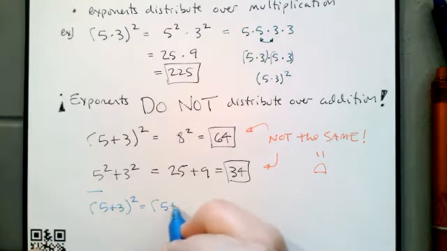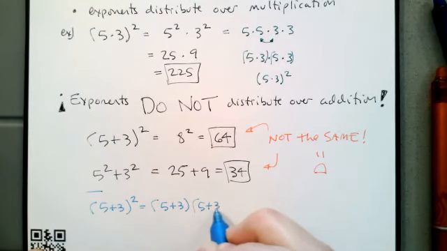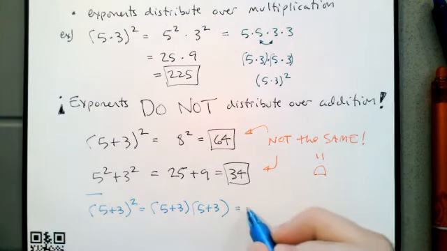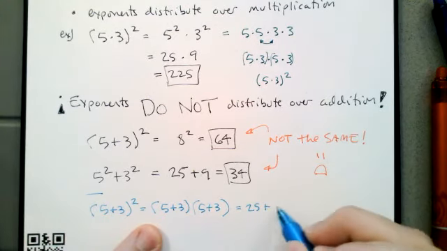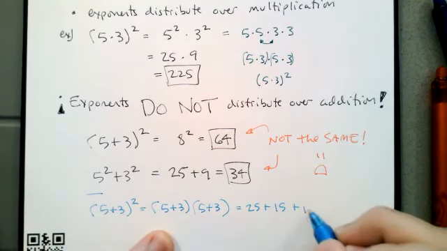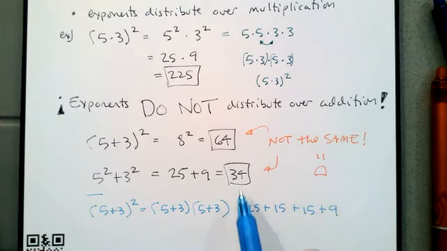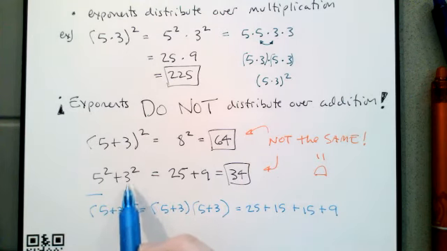What this means is I need to take a 5 plus 3 and another 5 plus 3. If I take my exponent problem and write it as a multiplication problem, now I get to use the distributive property of multiplication over addition. And so I'm going to have a 25 plus a 3 times 5 is 15, plus 3 times 5 is another 15, plus a 3 times 3 is a 9. So here's the two 15s that are missing from the 5 squared plus 3 squared. You're missing a 5 times 3 and another 5 times 3. And that's the difference between the 64 and the 34. Exponents do not distribute over addition. Any questions?